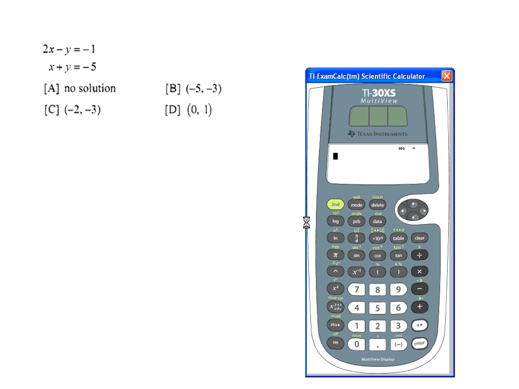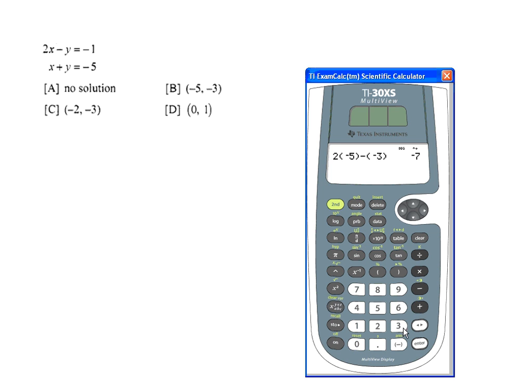So we'll get started doing this. I'm going to clear this out. And it's 2, and then I've got to plug in something for X. So I'm going to plug in -5. And then minus Y, so minus, and then Y is a -3. Okay? So if this is equal to -1, then this could be my answer. It is not. So B is not an answer.